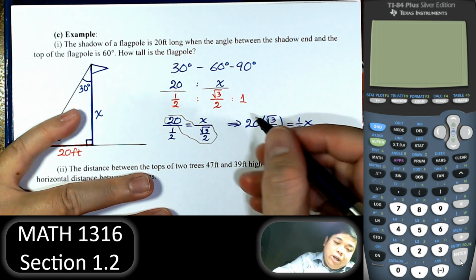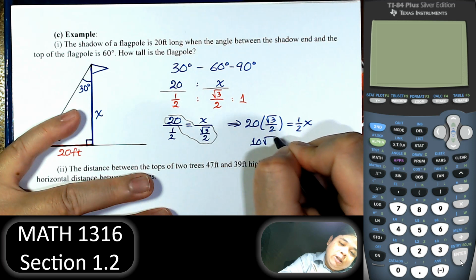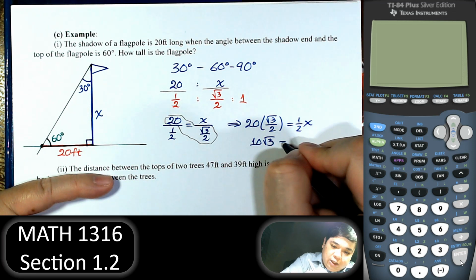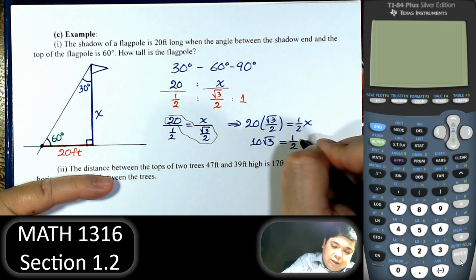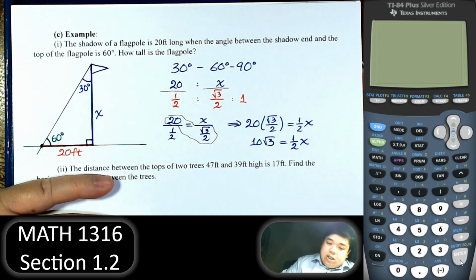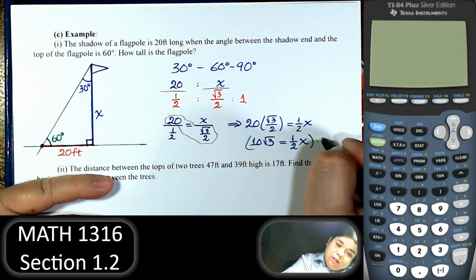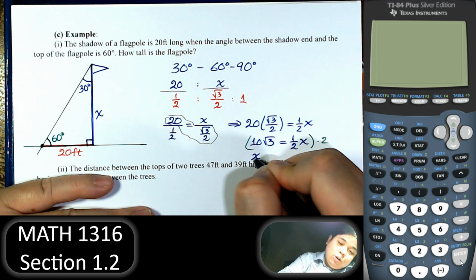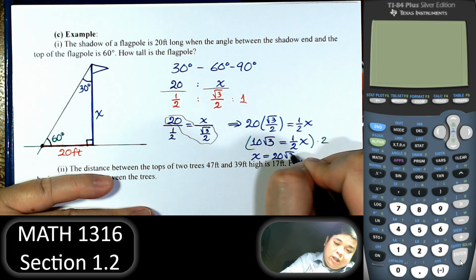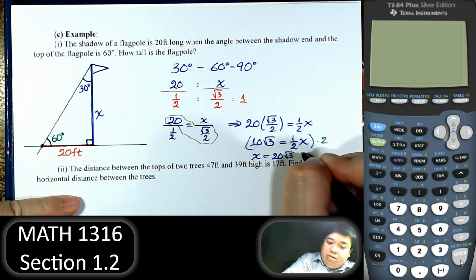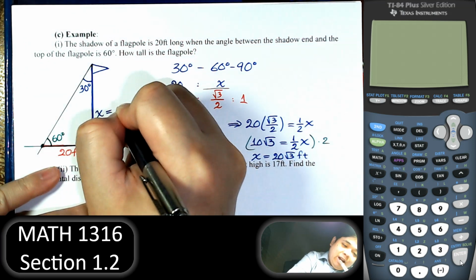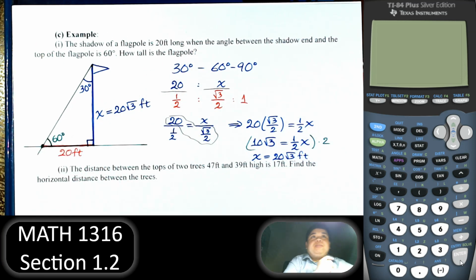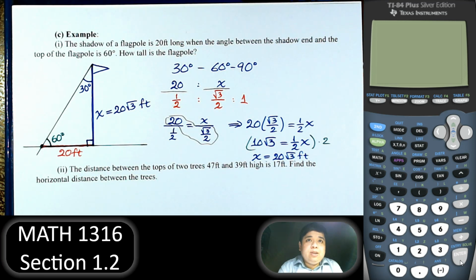So 20 and 2 cancel out. We have 10 square root of 3 equal to 1/2 x. Just multiply 2 on both sides. 2 and 1/2 cancel, so we have x equal to 20 square root of 3, and it's going to be feet. So the length of x is 20 square root of 3 feet. Simple enough, right?